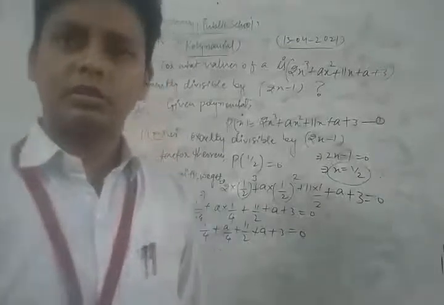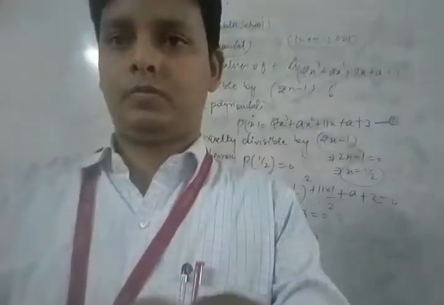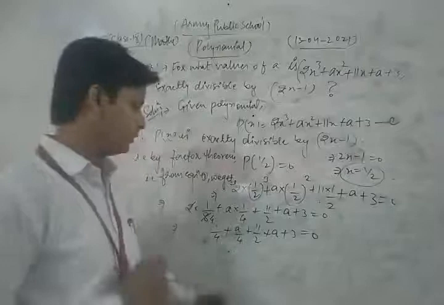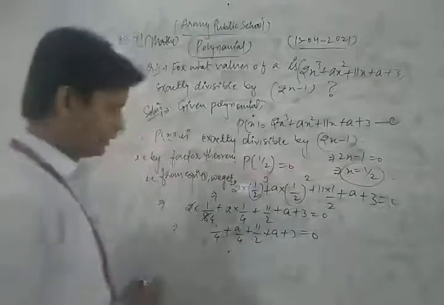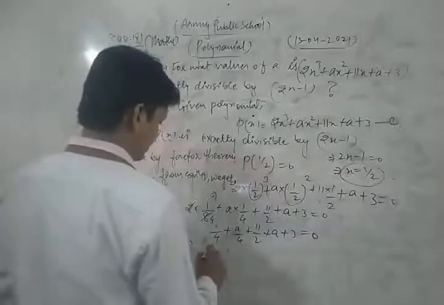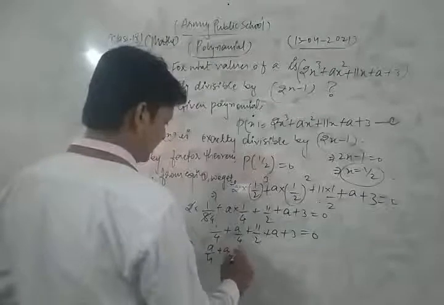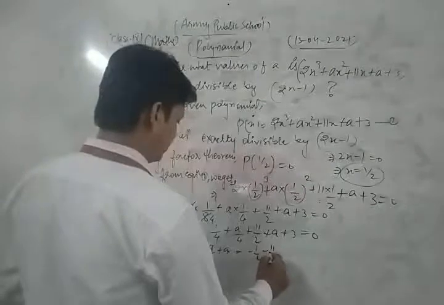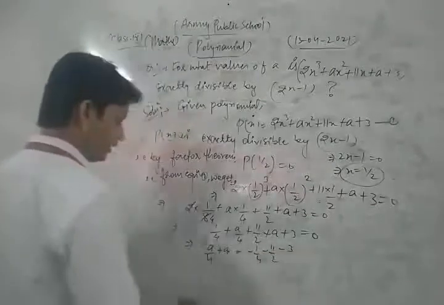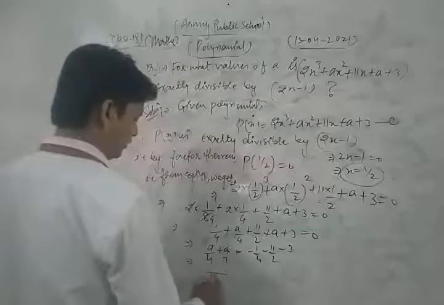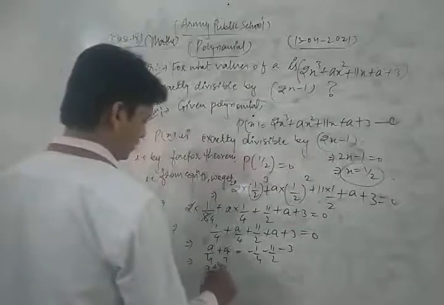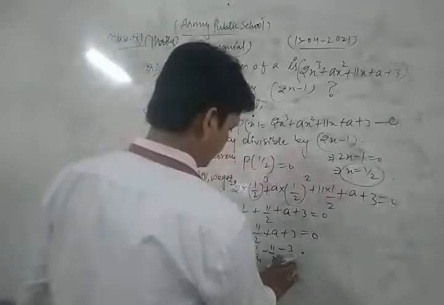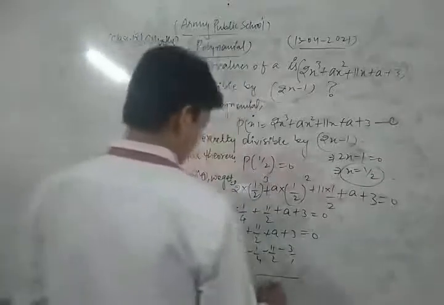Now what do I do, dear students? Now we separate the variables and constants. So we write a by 4 plus a on that side, and we transfer all values to the right side, meaning minus 1 by 4, minus 11 by 2 and minus 3. Here we take the LCM of their denominators, which is 4. So this is 4a is equal to, we take the LCM as 4.